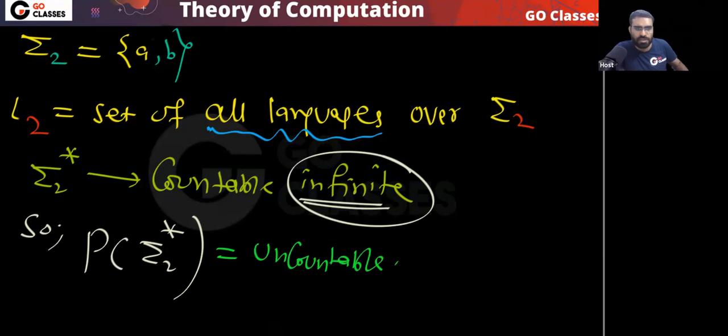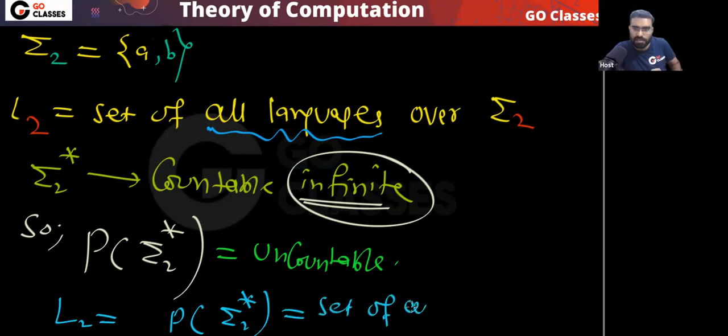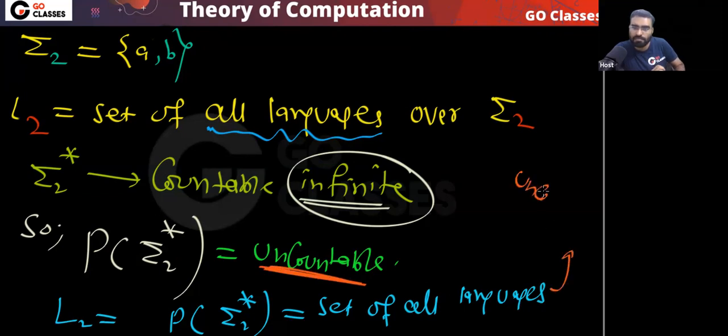And in this question, L2 is the power set of sigma 2 star, which is the set of all languages, and that is uncountable. So this is the answer.